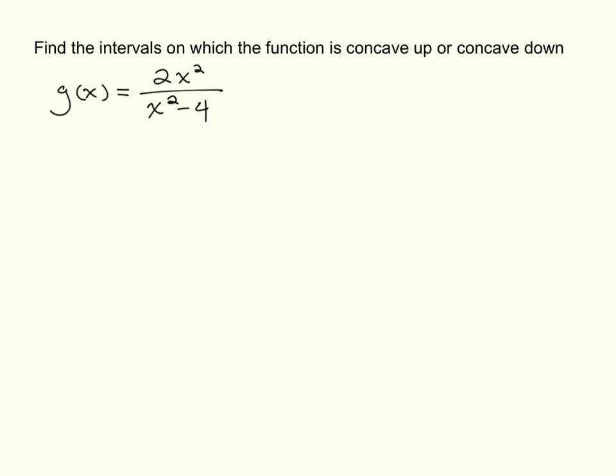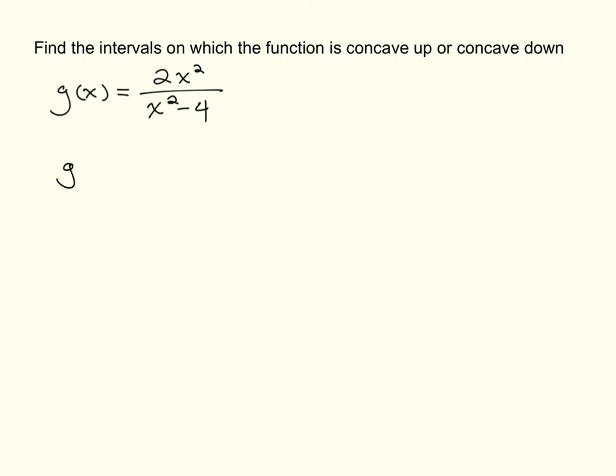Find the intervals on which the function is concave up or concave down. The function is g of x equals 2x squared all over the quantity x squared minus 4. In order to find where the intervals of concavity are, we need to go through and find the second derivative of this function.